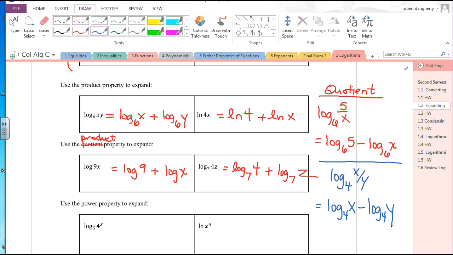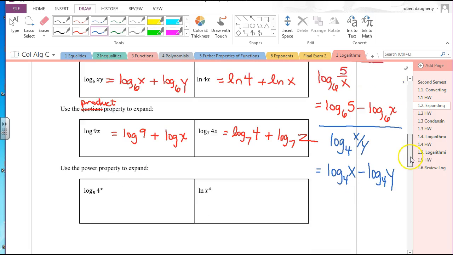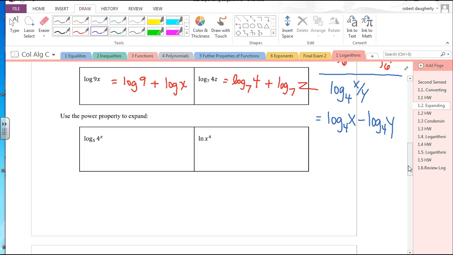Okay, guys, let's get back to the math. Power property. Log base 5 of 4 to the x. According to the power property, what can I do with this exponent here? I can put it in the front. So this is going to be x times the log base 5 of 4.